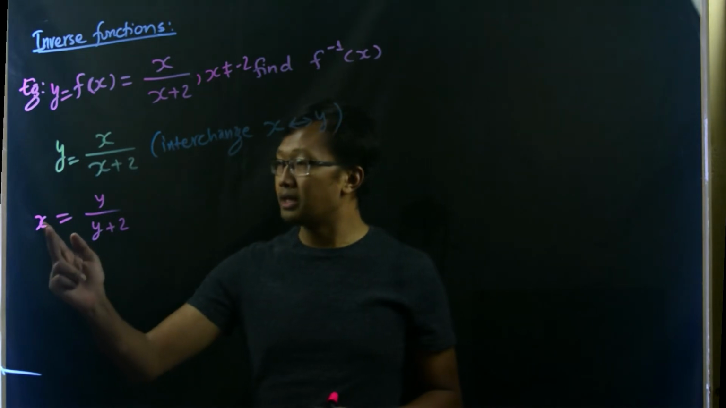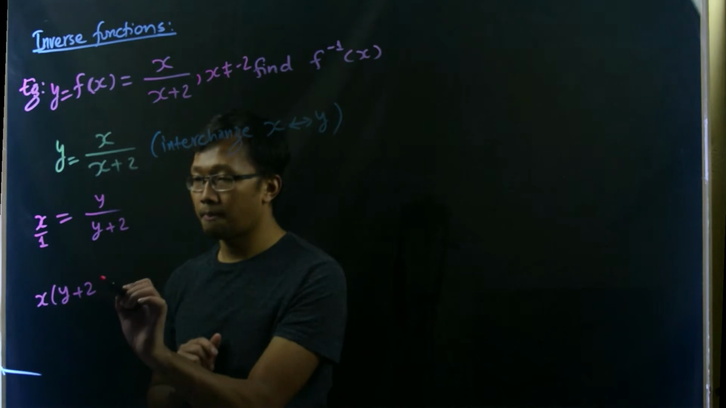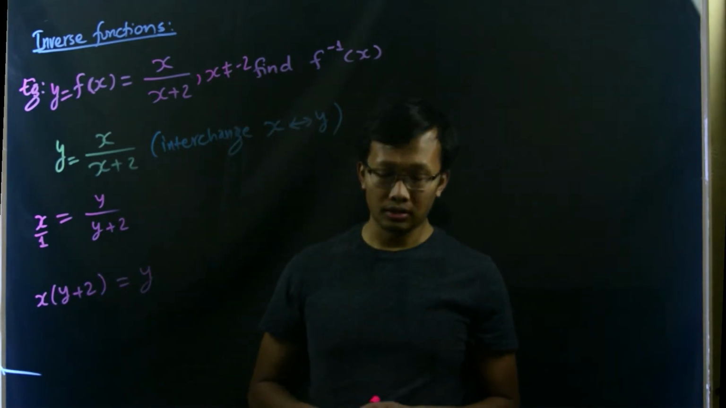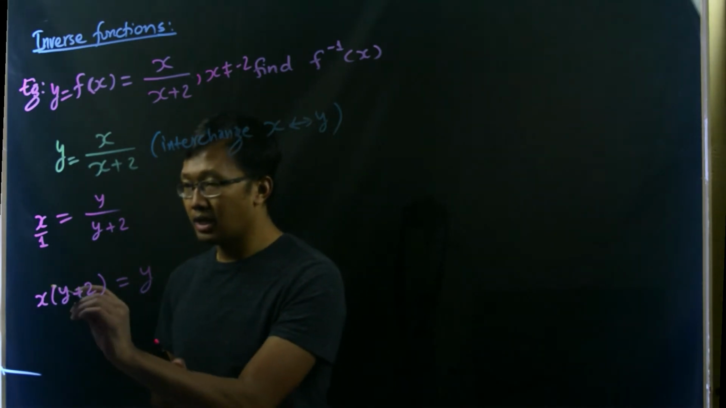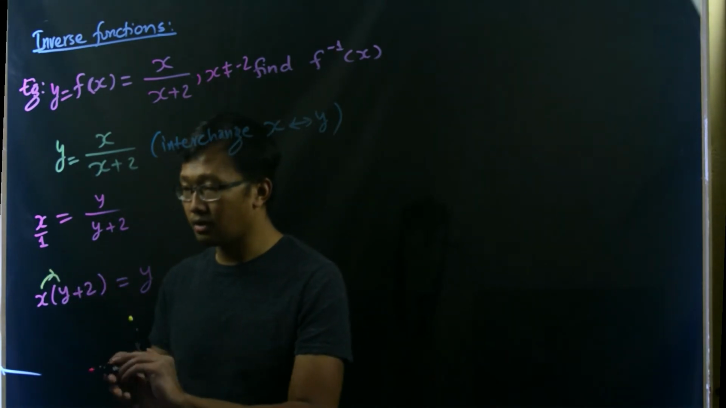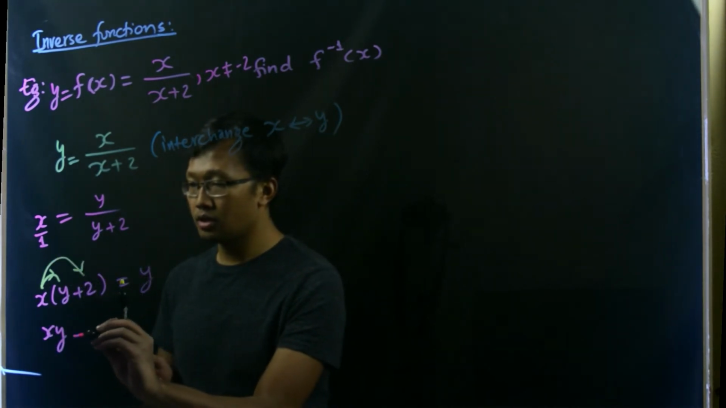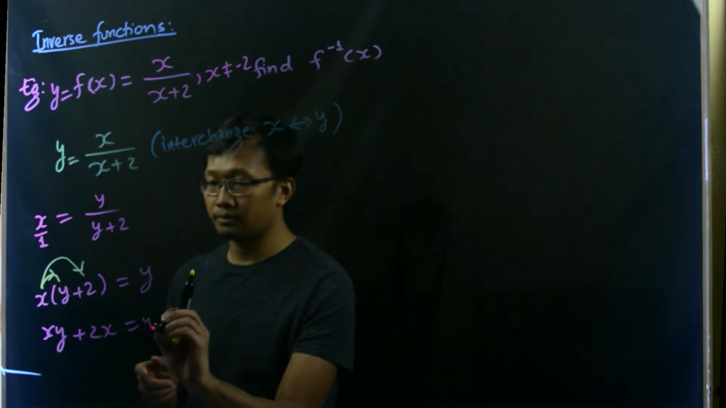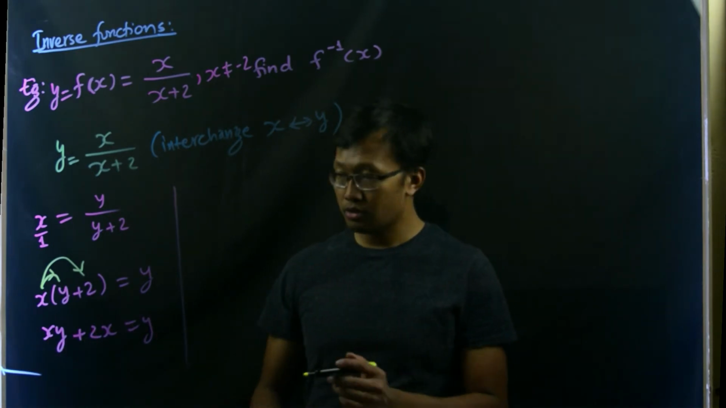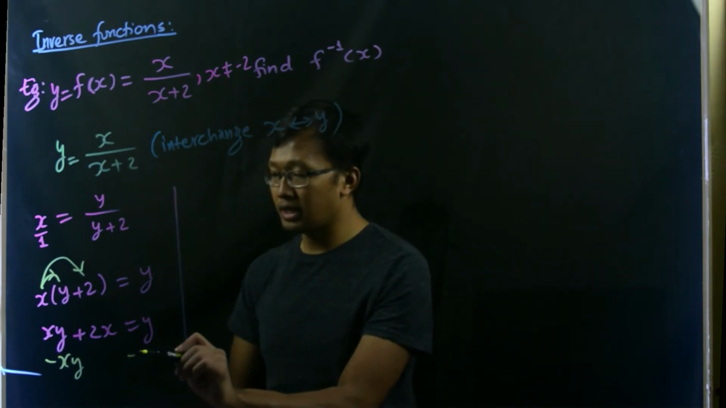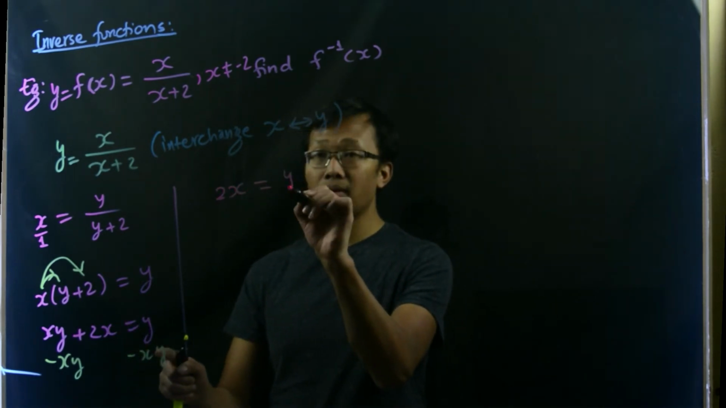Now let us cross multiply. Since this is x by 1, we can write x times y plus 2 equals y. Then we distribute x with y and with 2, which gives us xy plus 2x equals y. Then let us take xy to the other side, subtracting xy from both sides, so that gives us 2x equals y minus xy.